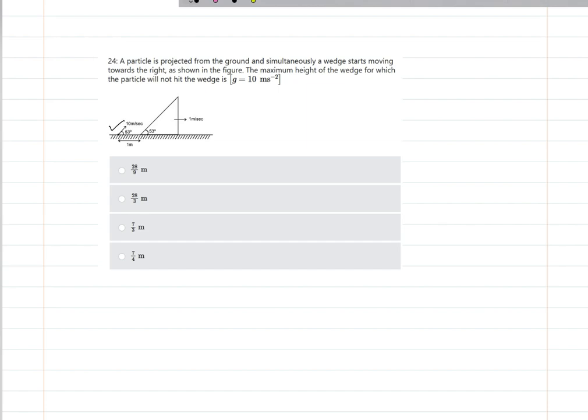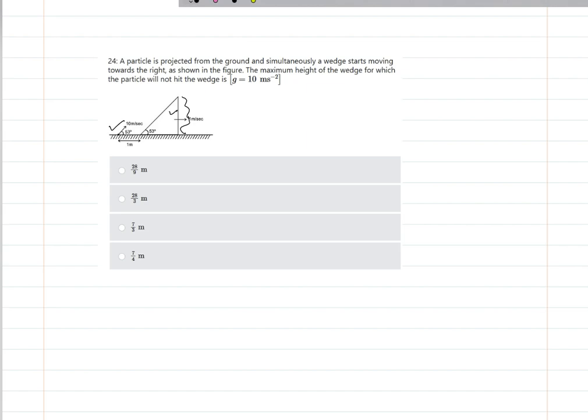And simultaneously a wedge starts moving towards the right. So this is your wedge, which is moving towards the right. The maximum height of the wedge for which the particle will not hit the wedge is... So we have to find this maximum height of the wedge for which the particle will not hit. This is the maximum height, right? So let's see how do we find this.